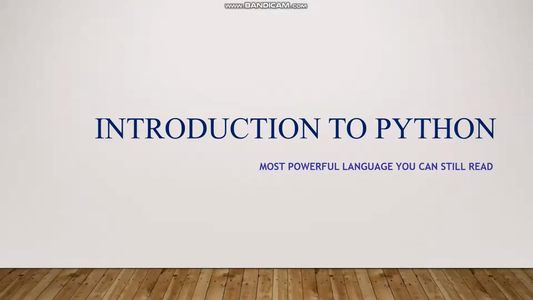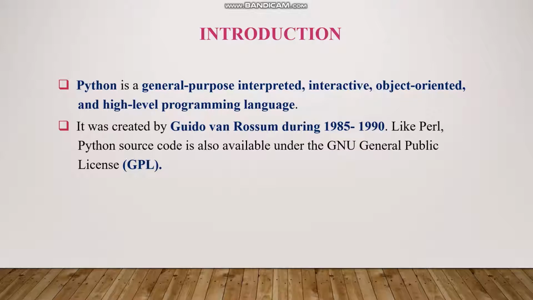Hello everyone, today we are going to see the next tutorial, that is tutorial number 2, Introduction to Python. Introduction. Python is a general purpose, interpreted, interactive, object-oriented and high-level programming language. It was created by Guido van Rossum during 1985 to 1990. Like Perl, Python source code is also available under the GNU, that is General Public License, GPL.